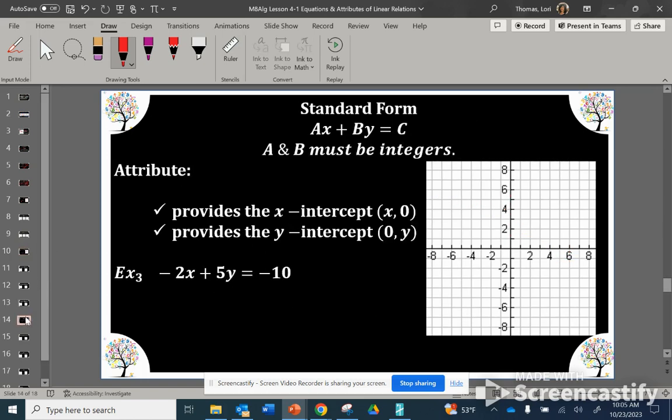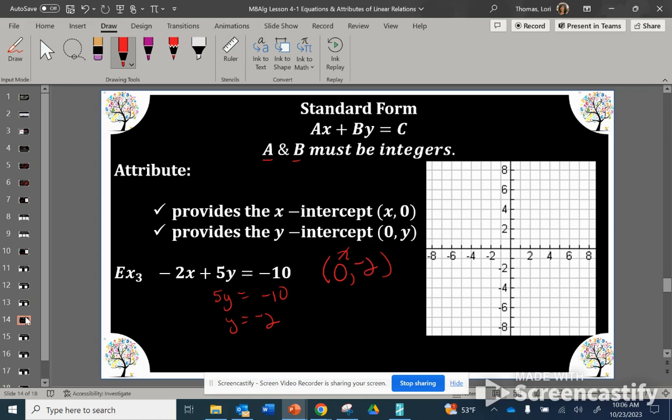Okay, standard form. Remember with standard form, our a and b must be integers. A is the coefficient of x, and b is the coefficient of the y. We are going to find the x and y intercepts. So first, I'm going to plug in 0 for x. And so when I plug in 0 for x, it wipes out. And so we're left with 5y equals negative 10, because negative 2 times 0 is nothing. And now y equals negative 2.